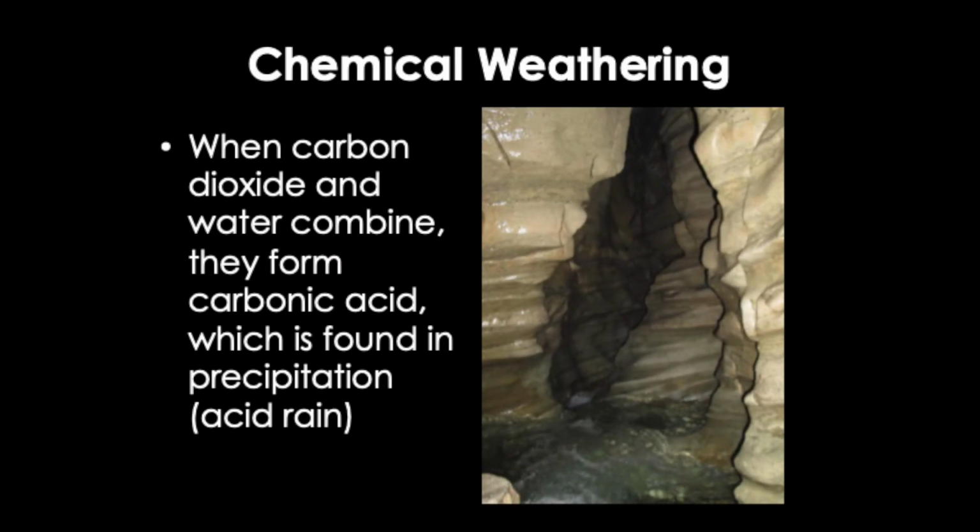When carbon dioxide and water combine, they form carbonic acid, which can be found in precipitation and is also known as acid rain. The formation of this carbonic acid is H2O plus CO2, which yields H2CO3. This carbonic acid reacts with minerals such as calcite, limestone, and also marble to dissolve rocks. For example, limestone caverns can form when carbonic acid dissolves the calcite in the limestone rocks, and that's what gives you caves.